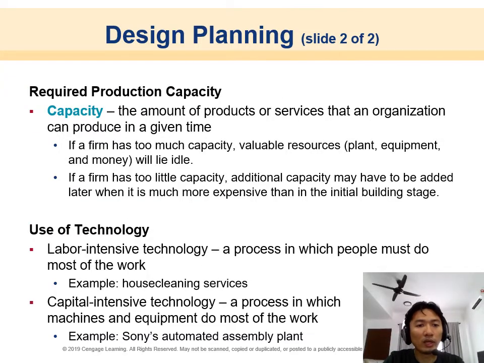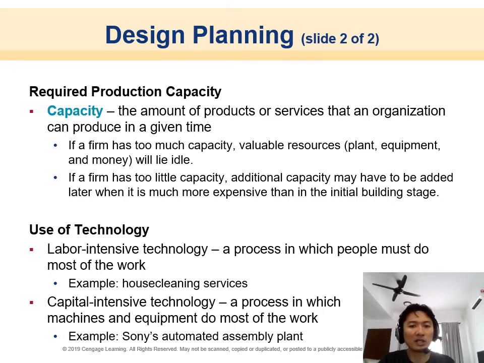Next, we go to required production capacity. What is capacity first? Capacity is the amount of products or services that an organization can produce in a given period of time. I repeat again, capacity is just the amount of products that a company can produce in a given period of time. So we have to look into our capacity as a company.